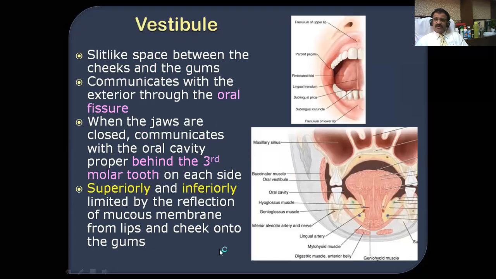So what is the vestibule? You can see the vestibule here. It's a space between the lips and the teeth and gums. It is a potential space actually. It is a slit-like space between the cheeks and the gums. In other words, it communicates with the exterior through the oral fissure. So when you open the mouth, it opens, and when you close the mouth, you can see the fissure here.